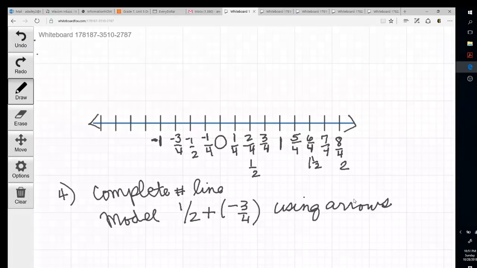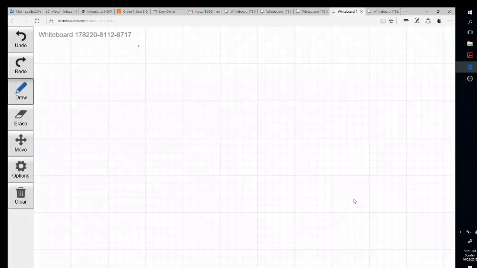Okay, soon we will move on to adding rational numbers without modeling. We won't have to draw any more arrows. To do that, we have to remember how to add and subtract fractions. The easiest fractions to add and subtract are ones with like denominators. So if we're going to add 1/4 plus 1/4, when our denominators are the same, a 4 and a 4, then we have what's called like denominators.